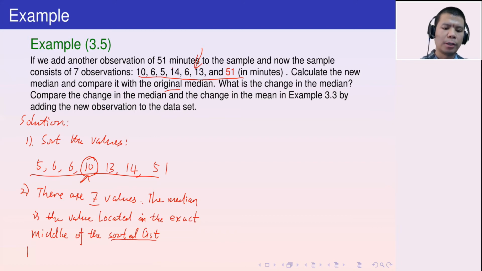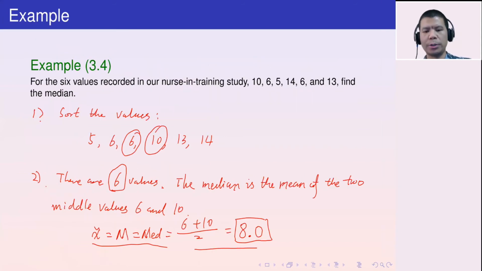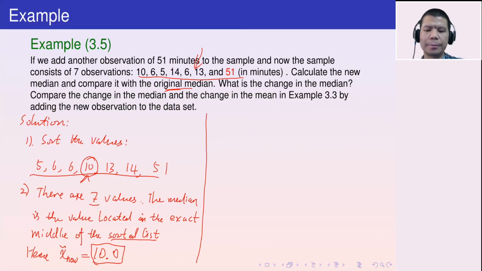So let's use x tilde new, which equals 10. Again, you carry one more decimal place, so 10.0. 10.0 is the new median. So we found the new median. Now compare with the original median. We know that the original median is 8.0. So it got larger.